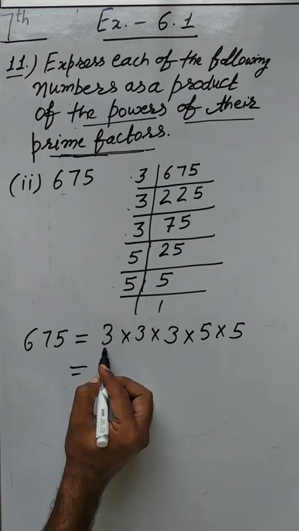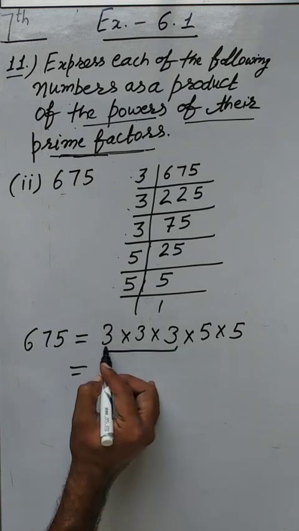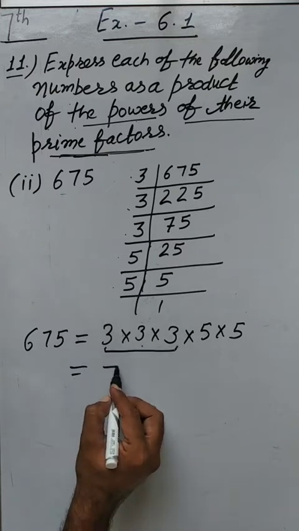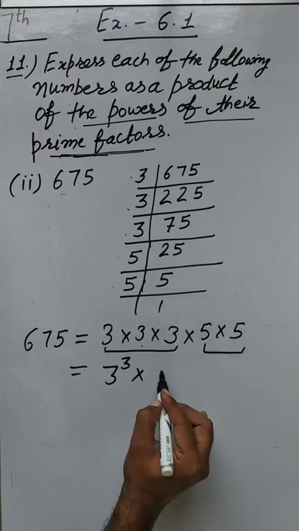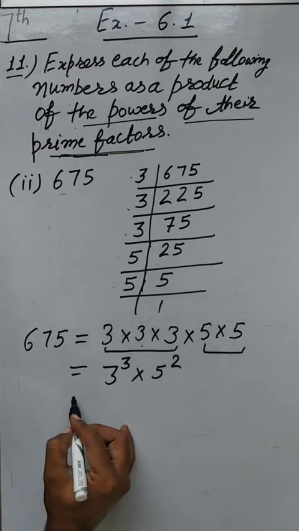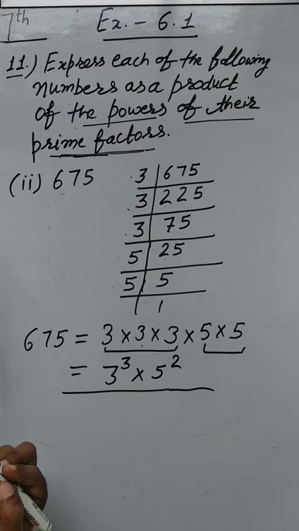Now beta look, 3 is how many times? 3 times. 1, 2, 3. So it becomes 3 raised to power 3. And 5 is how many times? 2 times. So it becomes 5 raised to power 2. This is your answer. Okay, beta.